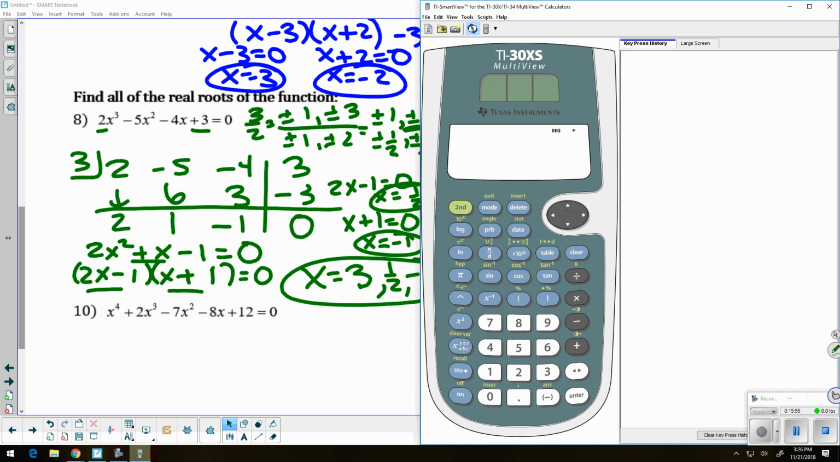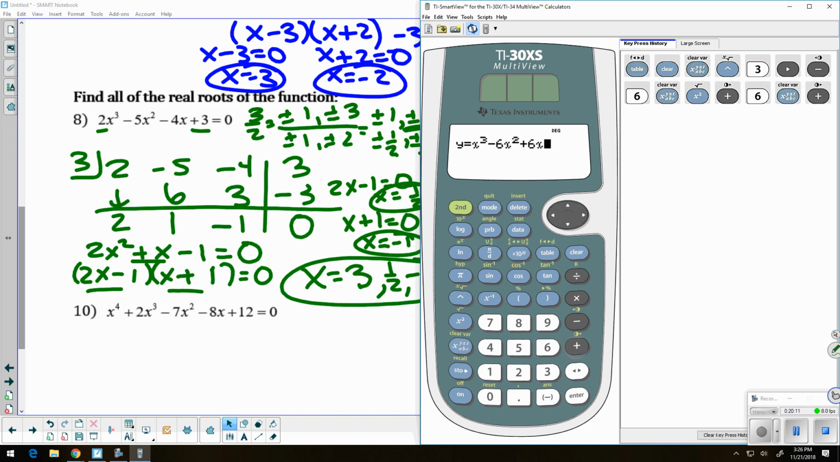So I'm just going to go ahead and type this in. Going back to table, we'll clear that function out, and I'm just going to type in, starting with x cubed, and then we have minus 6x squared, and then we have plus 6x plus 4. Okay, go ahead and hit enter. Again, I like to start at 0, just a happy medium. Going down to OK.